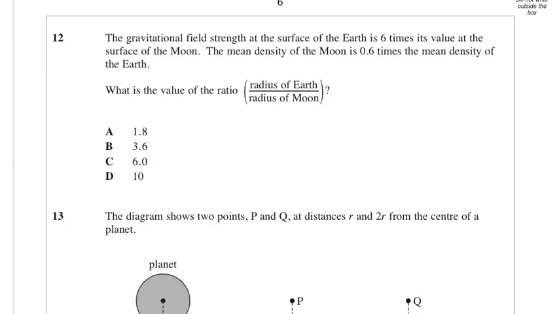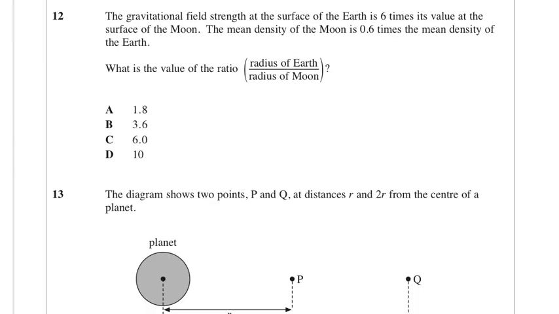The gravitational field strength on the surface of the Earth is 6 times its value at the surface of the Moon. The mean density of the Moon is 0.6 times the mean density of the Earth. What is the ratio of the radius of the Earth to the radius of the Moon?